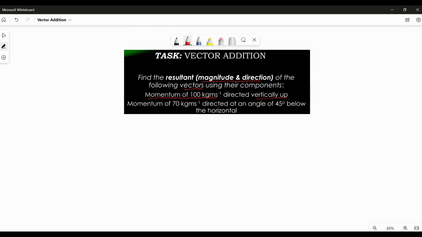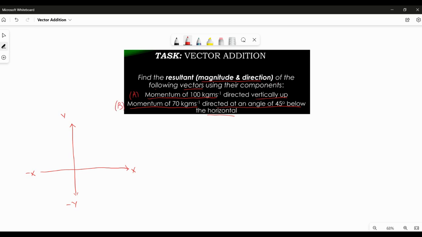The second vector given is momentum of 70 kilogram meter per second directed at an angle of 45 degrees below the horizontal. Now, just to put things into perspective, I will start by just sketching the given vectors on the xy plane. We don't need to draw a scale diagram, just sketching it. So I will name the first vector as vector A and the second vector as vector B.